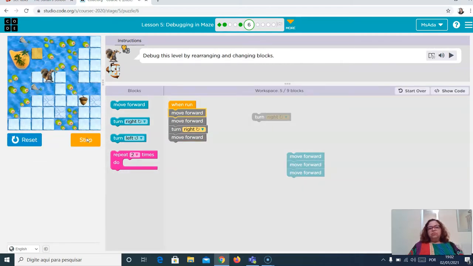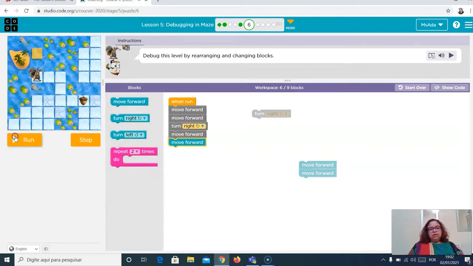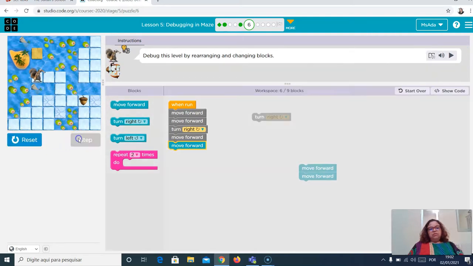Forward 1, forward 2, turn right. Forward 1. Look, I need to go forward again. So let me use one of the blue ones. Let's reset and forward 1, forward 2, turn right.